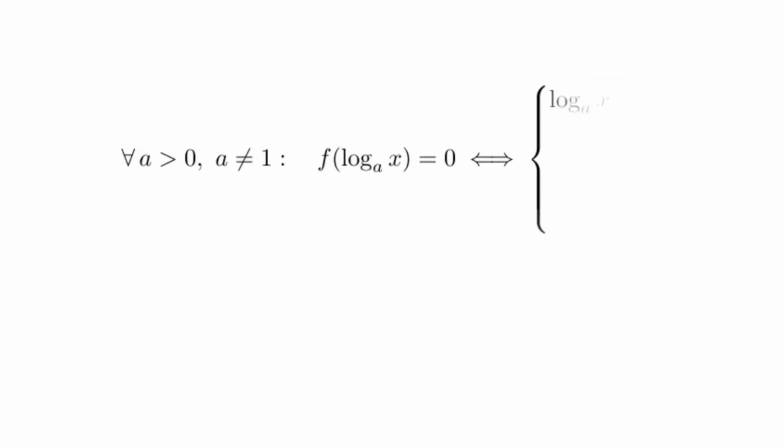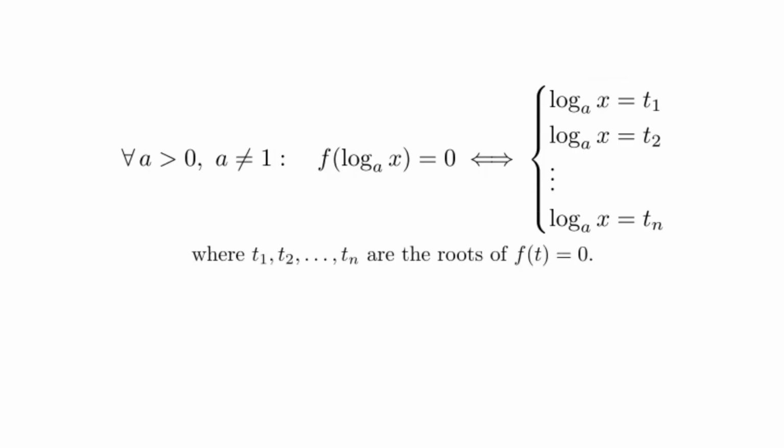For every a greater than 0 and a not equal to 1, f of log base a of x equals 0 is equivalent to the system where log base a of x equals t1 or t2, and so on up to tn, where t1 through tn are the roots of the equation f of t equals 0. The algorithm is powered by a simple substitution.